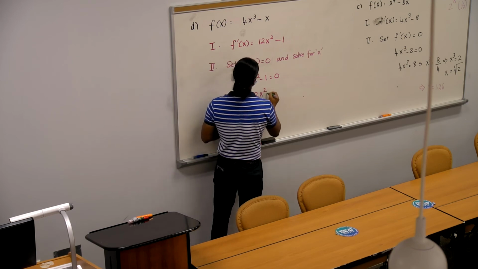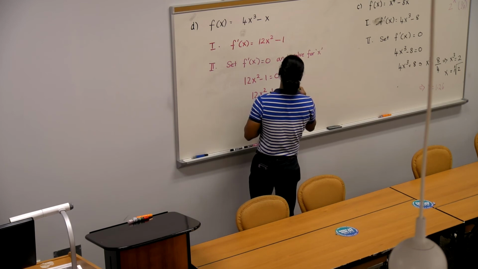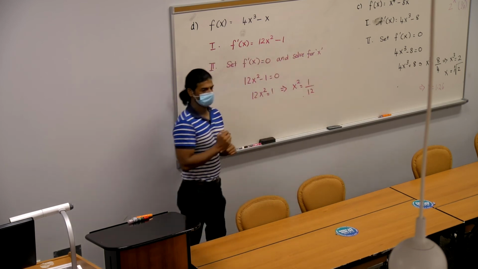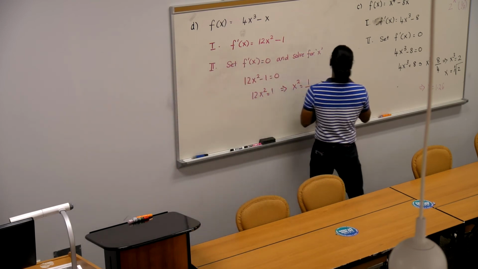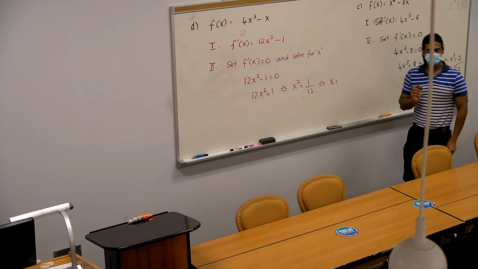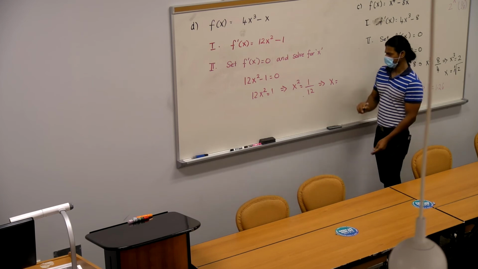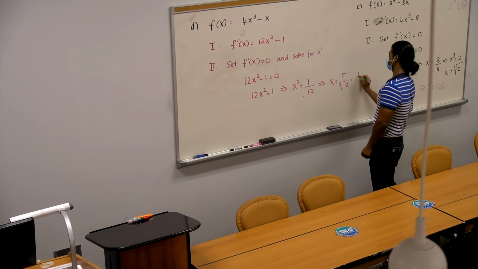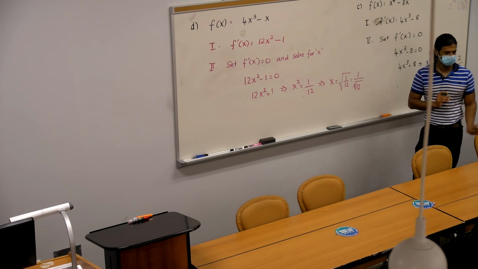12x squared would equal 1, which would mean x squared is 1 over 12, yes? How do we solve for x? What should we do? Square root on both sides. Square root of x squared is x, and square root of 1 over 12, we could also write this as 1 over square root of 12. Yes? Which I believe is going to be close to your answer.